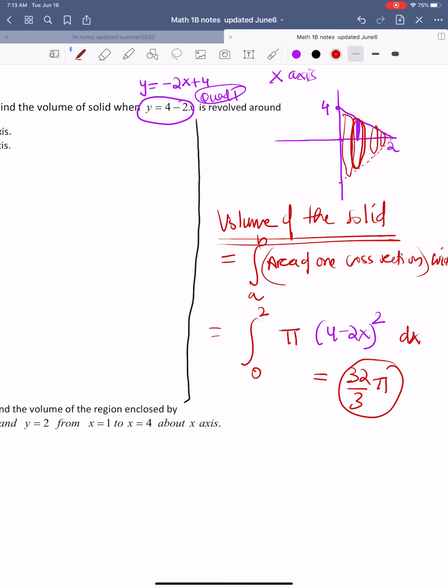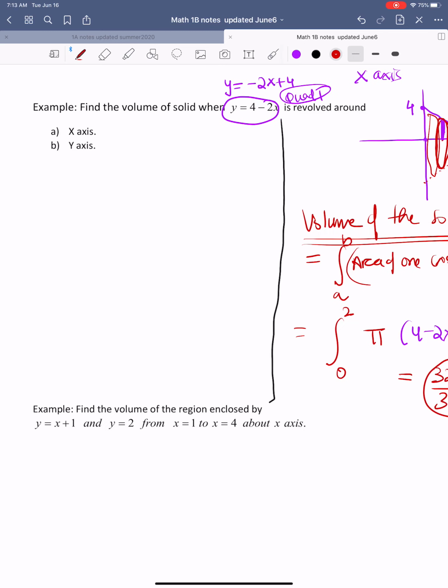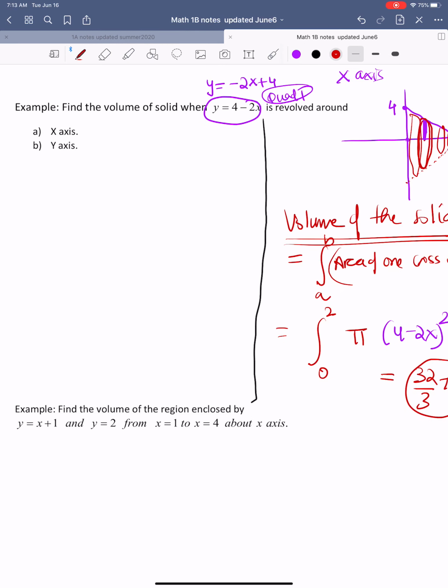Okay, now let's do the same problem. We want to revolve this line about the same, touching the x-axis at 2, y-axis at 4. Now we want to revolve it about the y-axis, and we can have discs. They're going to be perpendicular to the y-axis. So the width of each disc in this case would be delta y.